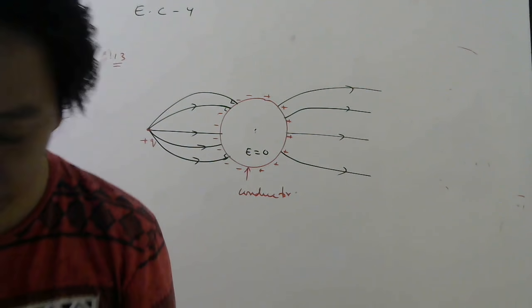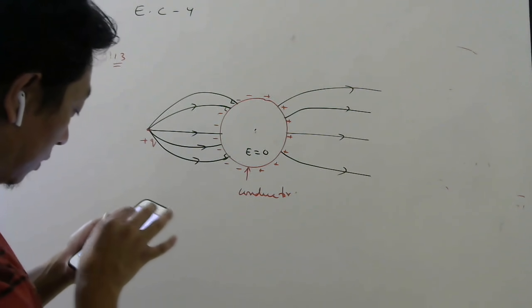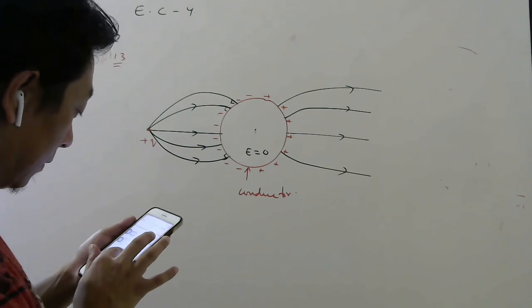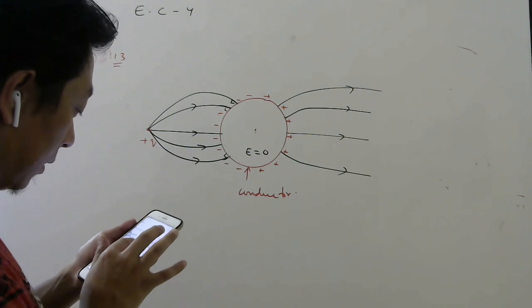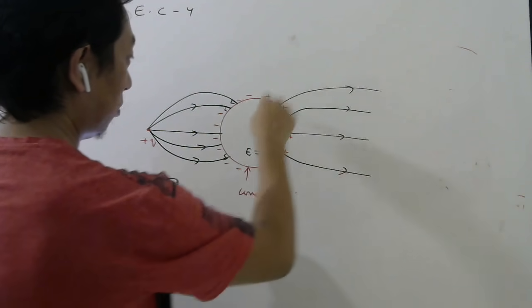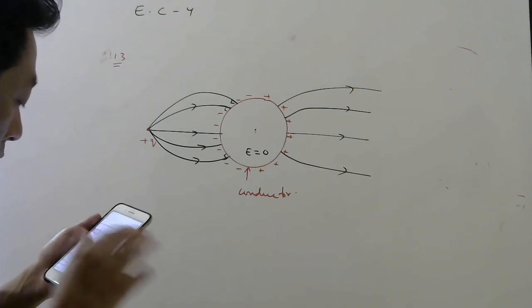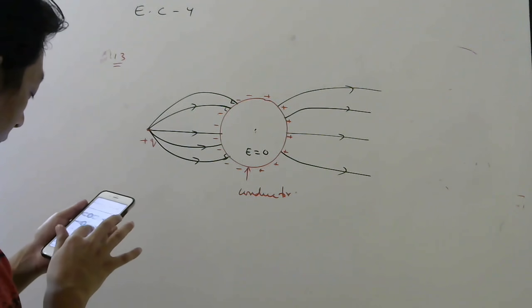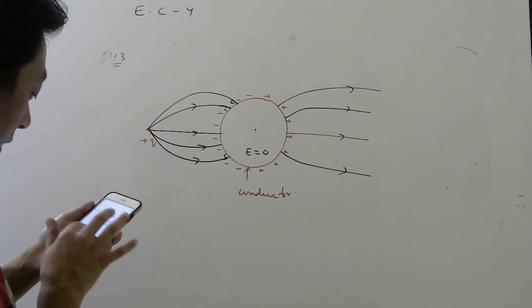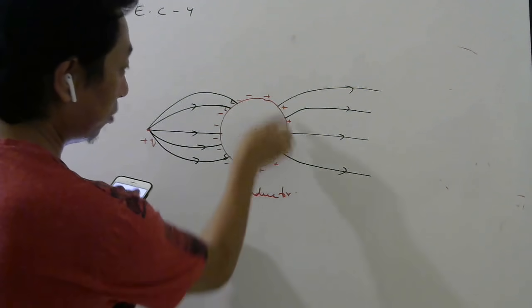So if you see which is the closest answer, 2 is wrong because in 2 lines are coming in. It cannot come in because this is positive, so it will be away. So 2 is wrong. 4 is completely wrong. 3 is also wrong because the line should terminate perpendicularly to the surface.